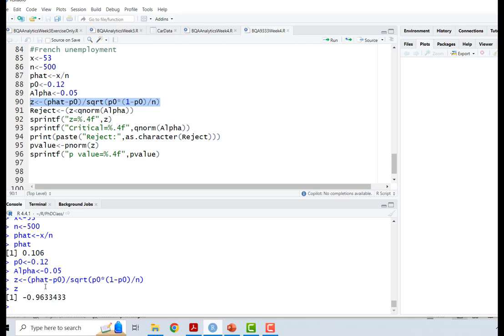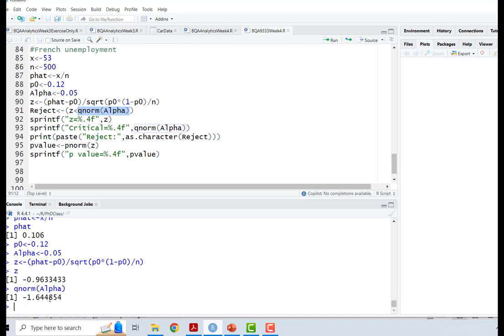So we can see it's negative. So we're building evidence that our unemployment is less than 0.12. But is it negative enough? And the answer is probably not. If we do the q norm of our alpha, we get minus 1.645, again, going left to right. If we have a z of minus 1.645, that's the area of the distribution where we have 0.05 to the left. So let's just run the whole thing together.